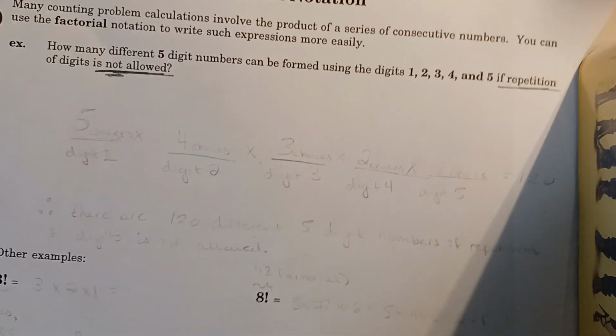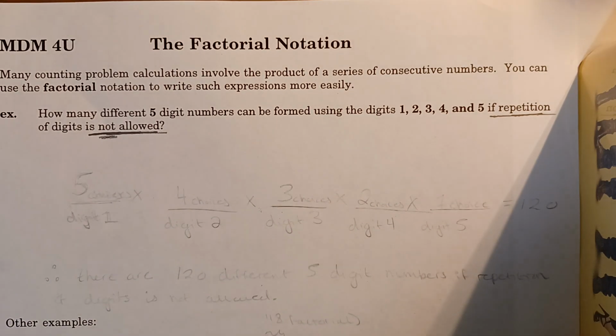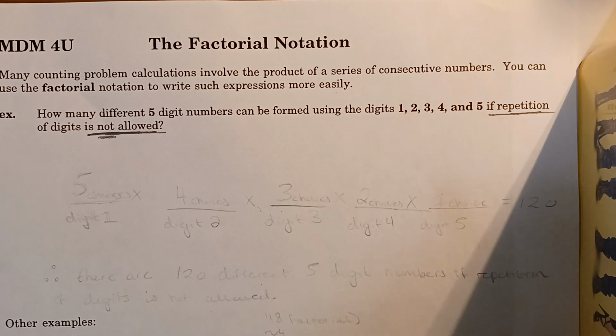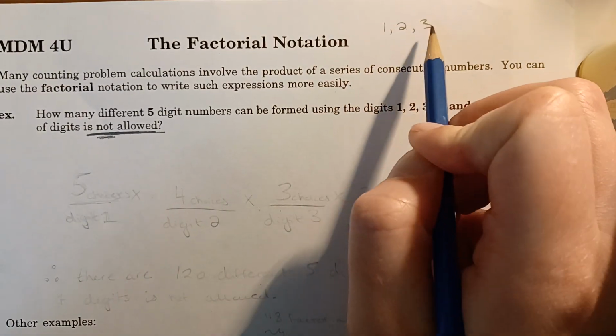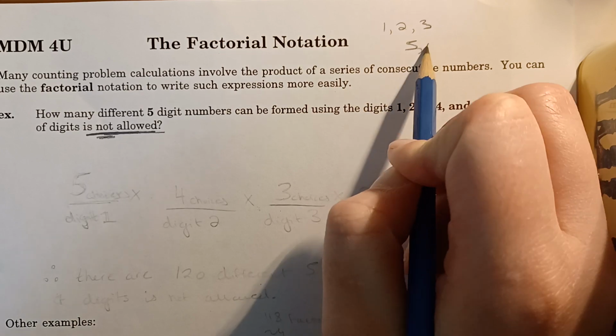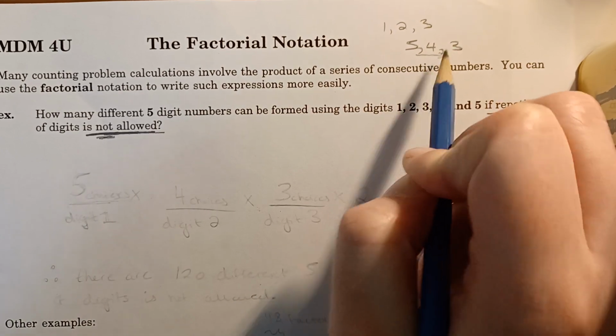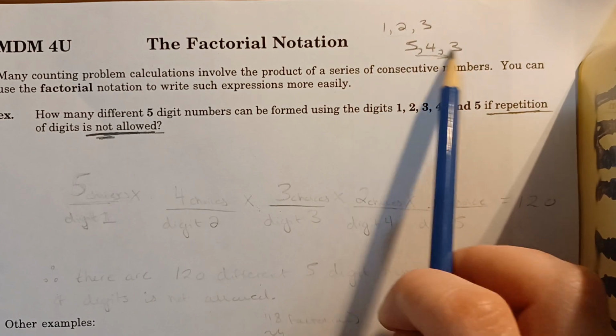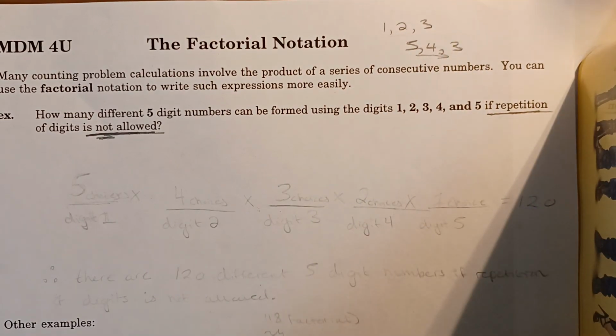Now taking a look at factorial notation. Something a little different. So many counting problem calculations involve the product of a series of consecutive numbers. You can use the factorial notation to write such expressions more easily. What consecutive means is one after the other. For example, the numbers 1, 2, 3 would be consecutive numbers, or the numbers 5, 4, 3. They're one after the other. Here they're increasing, here they're decreasing, but they're both consecutive.